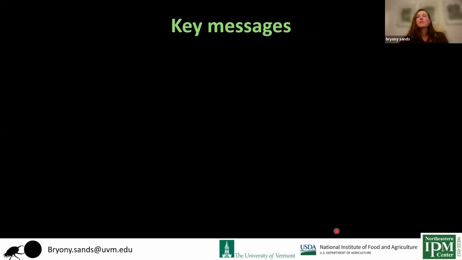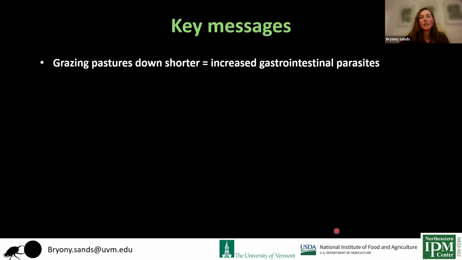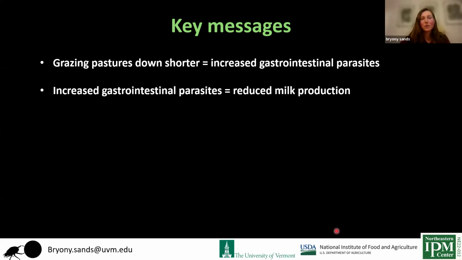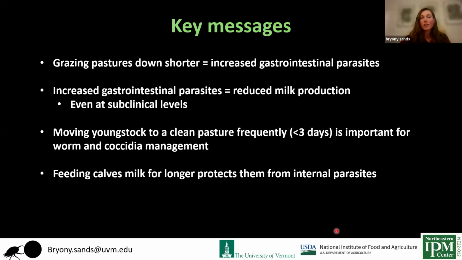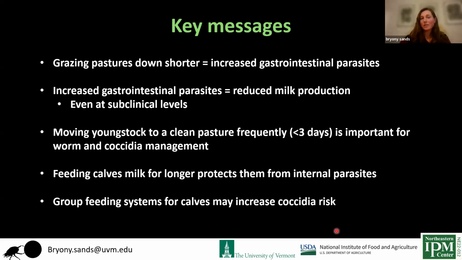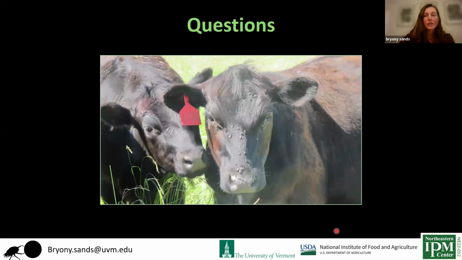All right, so key messages from this were that grazing pastures down shorter led to increased gastrointestinal parasites, so increased worms. Cows with more worms had reduced milk production, even at low subclinical levels. Moving young stock to a clean pasture frequently, so hopefully 3 days or less, is important for worm and coccidia management. Feeding calves milk for longer protected them from internal parasites, and group feeding systems for calves may be increasing coccidia risk.